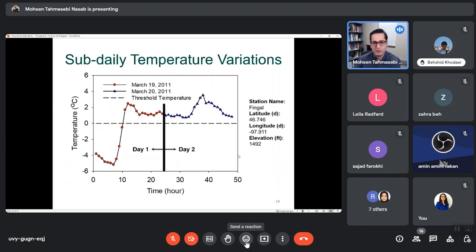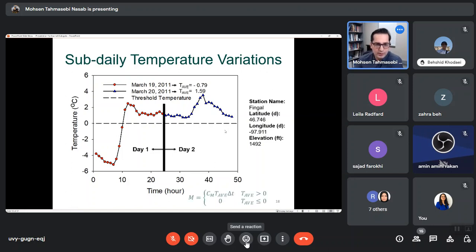These are real data, hourly temperature data of one station on March 19th and March 20th. Take a look at day one. In day one, for about 10 hours, the hourly temperature is below zero. And for about 10 hours, the hourly temperature is above zero. In day two, however, the temperature is consistently above zero, right? So the average temperature in day one is negative 0.79, and the average temperature in day two is 1.59.